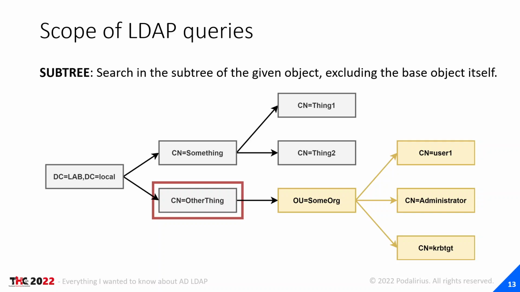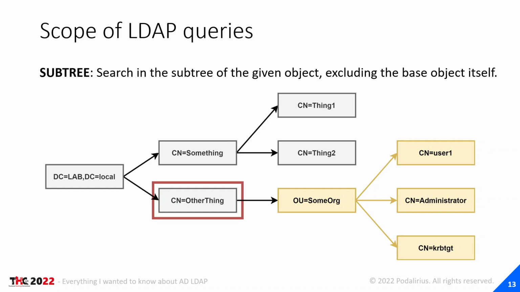For example, in pen testing tools, it's often used as a subtree query because we really don't need to iterate over all the objects of the LDAP. We only need to select one, which is our base object, and then perform our LDAP query in order to select all the attributes of these sub objects inside the tree.